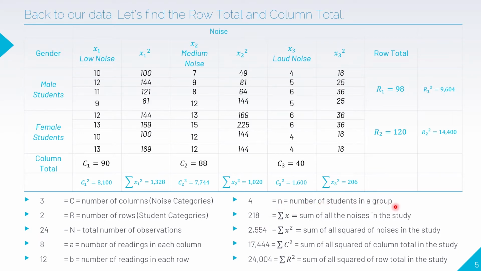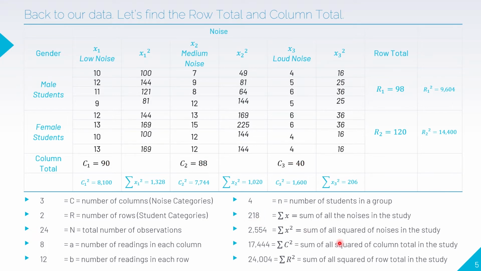So how many numbers are there in the group? There are 4, because 1, 2, 3, 4. So 4 here, 4 here, 4 here, 4, 4, and 4. So next is our sum of X, the sum of all the noises in the study. So let's just add all of this: 90 plus 88 plus 40, we have 218.